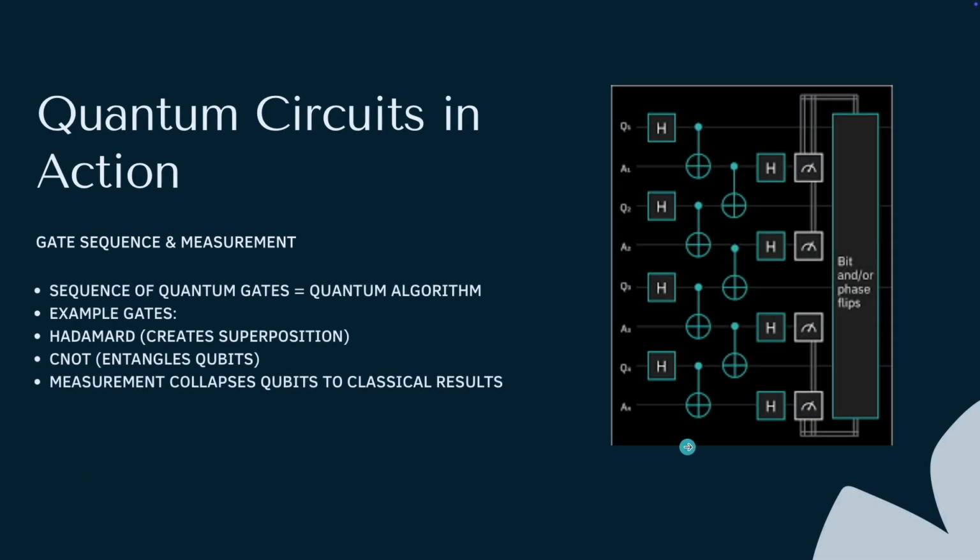Quantum algorithms are basically sequences of gates. For example, a Hadamard gate puts a qubit into superposition, and a CNOT gate links two qubits together through entanglement. At the end of a quantum computation, the qubits are measured, and that measurement collapses their states into classical bits, which is zeros or ones, that we can actually read. So the quantum part happens before the measurement. That's where all the magic is.